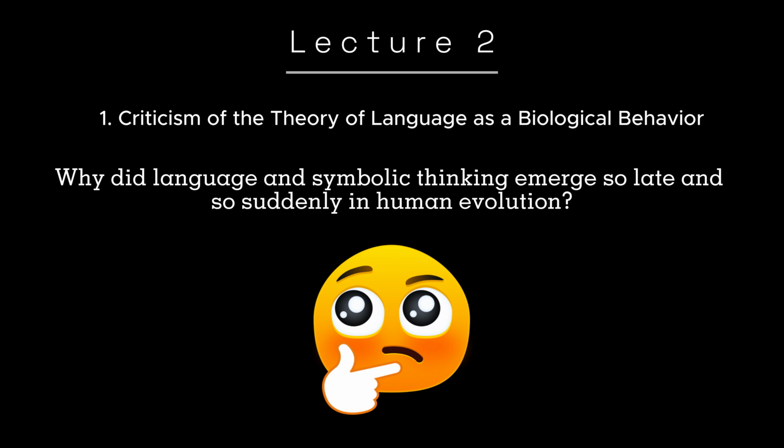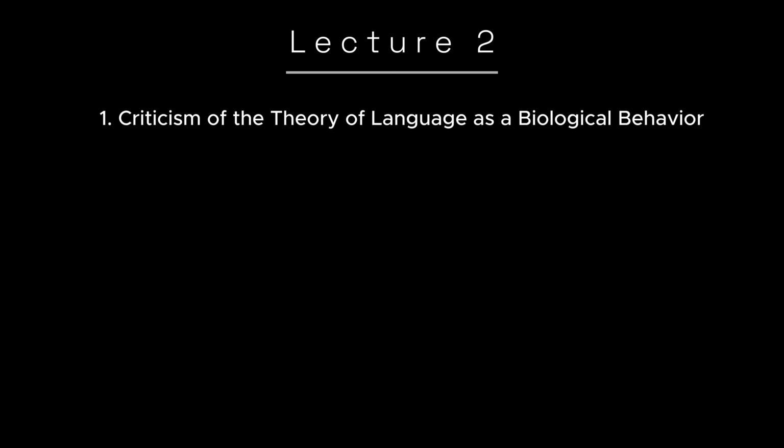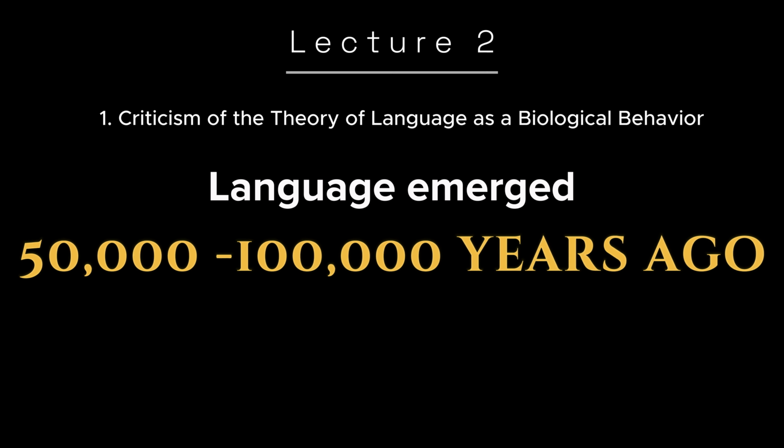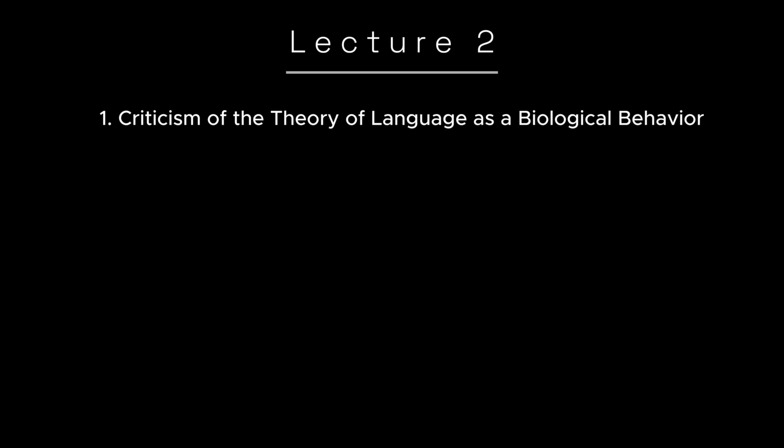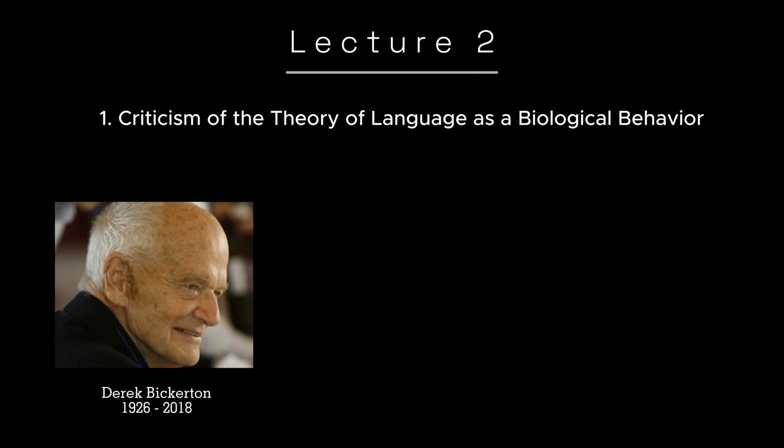Why did language and symbolic thinking emerge so late and so suddenly in human evolution? Archaeological evidence suggests that language emerged only around 50,000 to 100,000 years ago. No traces of symbolic behavior have been found in Homo sapiens or other Homo species before this period. Linguist Derek Bickerton underscores this issue.